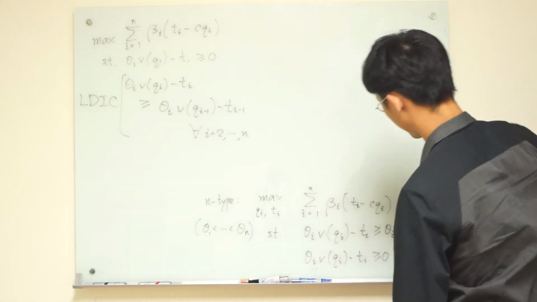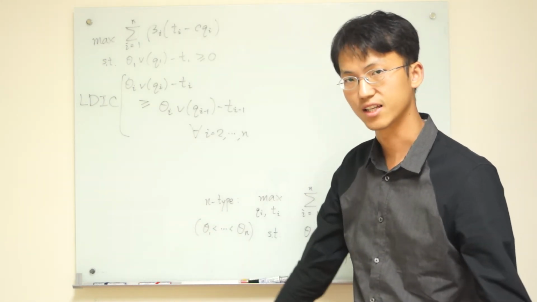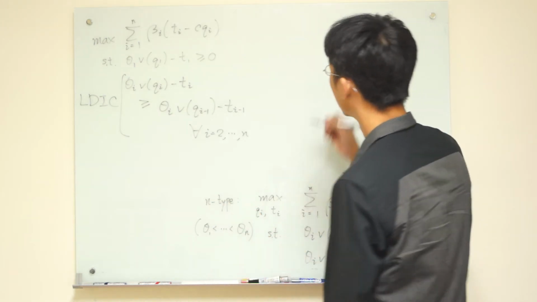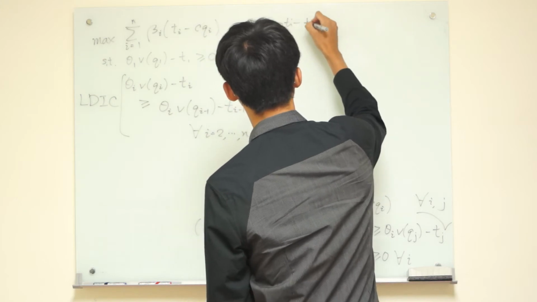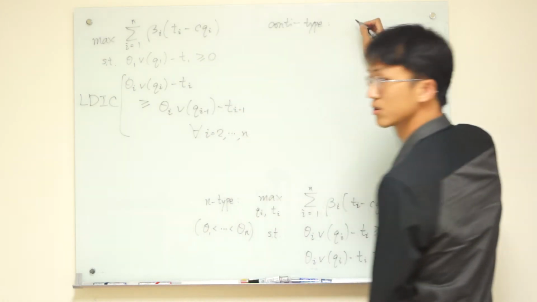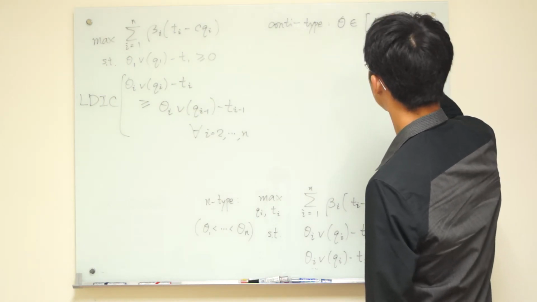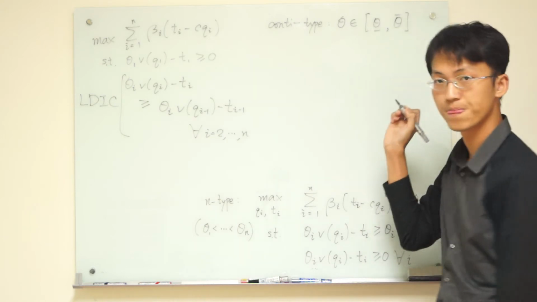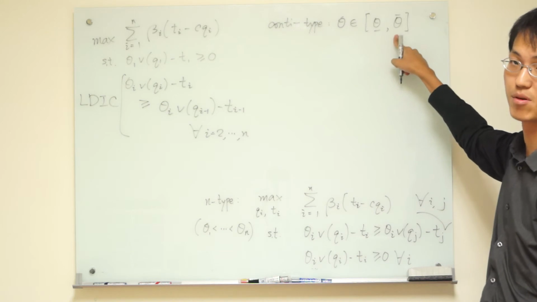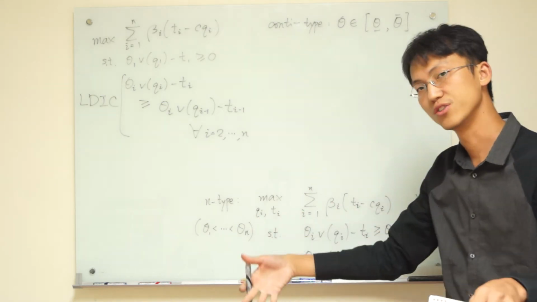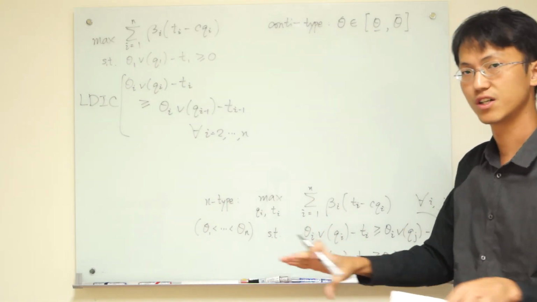Let's write it down. Now we do not assume we have a discrete set of types. We assume continuous type. We assume that the type theta is between the lower bound and the upper bound. We call the lower bound theta lower bound, and the upper bound theta upper bound. Within a range, consumers' valuations spread over this range.